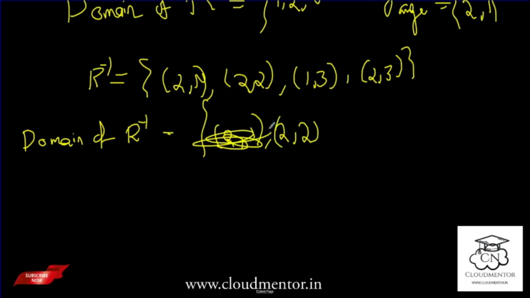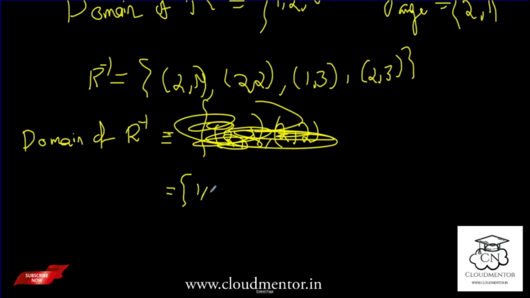Sorry, I am writing the relation again. So domain will be the 1, 2, not 3, 1 and 2. Domain will be 1 and 2. And the range will be set of 1, 2 and 3.